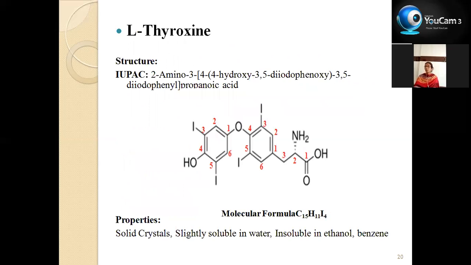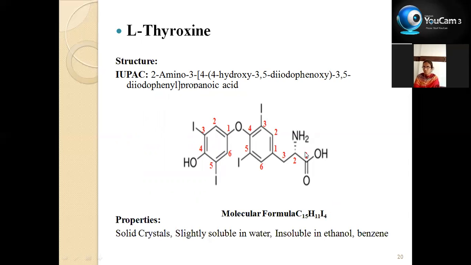In thyroid drugs, the first drug is L-thyroxine, also known as levothyroxine. The IUPAC name is 2-amino-3-(4-(4-hydroxy-3,5-diiodophenoxy)-3,5-diiodophenyl) propionic acid. So this is the structure.